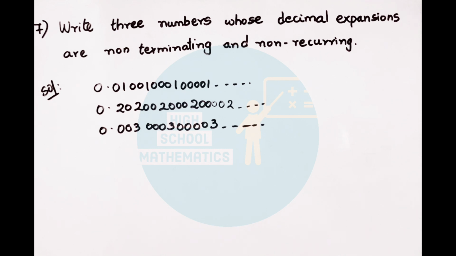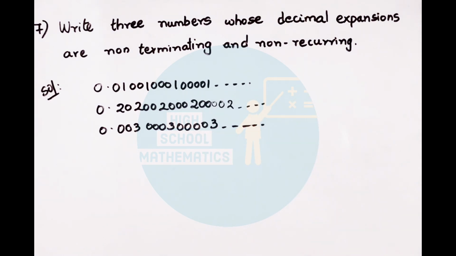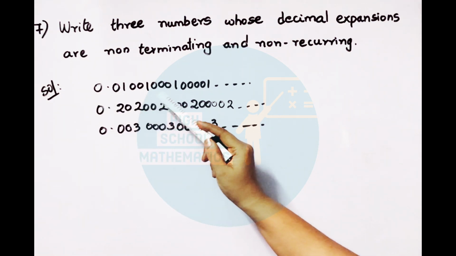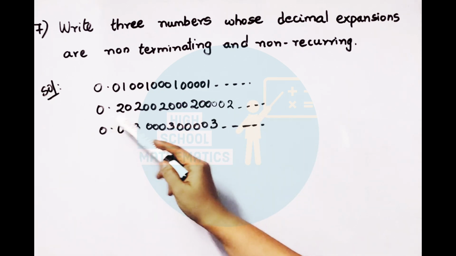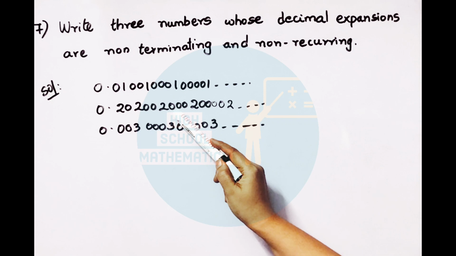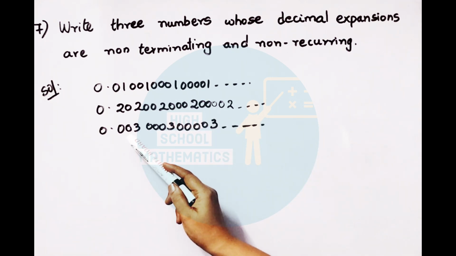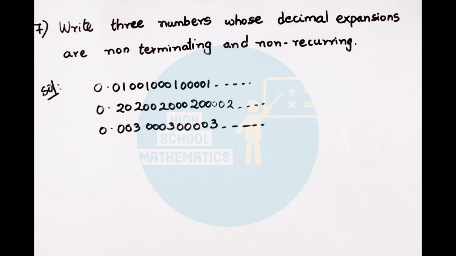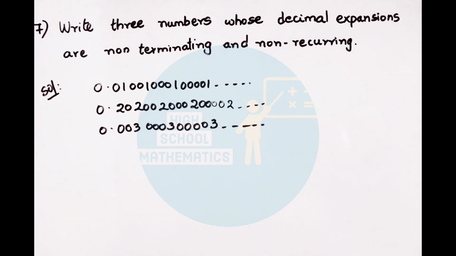See now question number 7. Write 3 numbers whose decimal expansions are non-terminating and non-recurring. Let us see the solution. We have written 3 examples for this. First one, 0.01001000100001, and so on. Next example, 0.20200200020000, and so on. Next example, 0.003003000300003, and so on. So these are the 3 numbers whose decimal expansions are non-terminating and non-recurring.